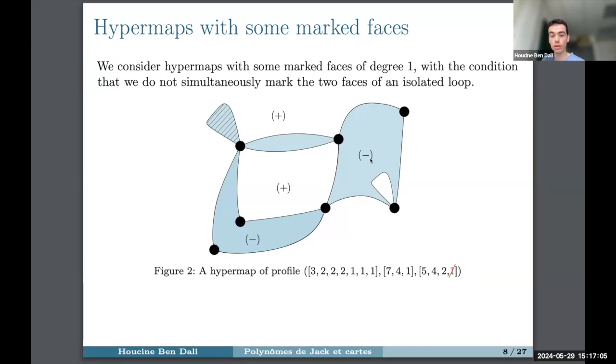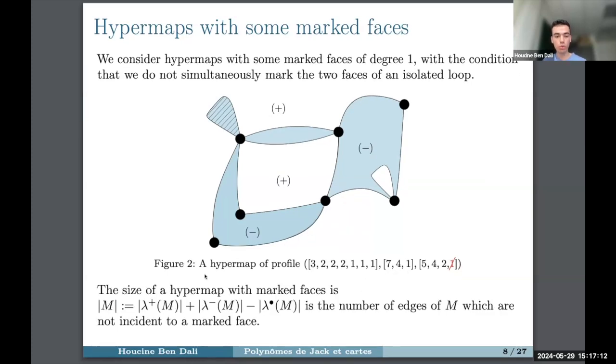Okay, except that now the profile does not contain 3 partitions of the same size. So how do we define the size of the hypermap? We have this quantity: we take the sum of the sizes of lambda plus and lambda minus, and then we subtract the size of lambda vertex. We can check by an easy argument that this size corresponds to the number of edges in M which are not incident to a marked face. So this means that here, for example, we marked one face, so this edge, which is incident to this face, will not be counted in the size.